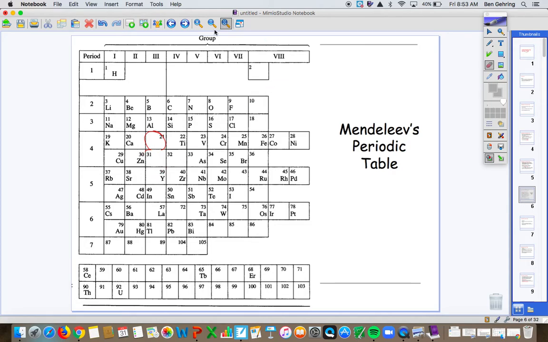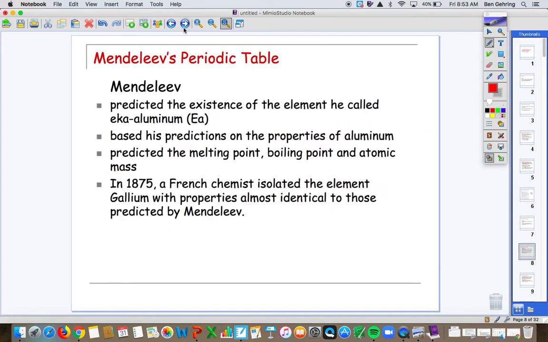Aluminum is element 13. So element 21, he called exo-aluminum essentially. And he predicted all these properties for this element. And turns out he predicted these properties for the element that we know as gallium.